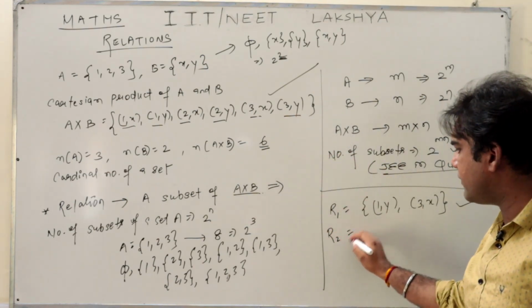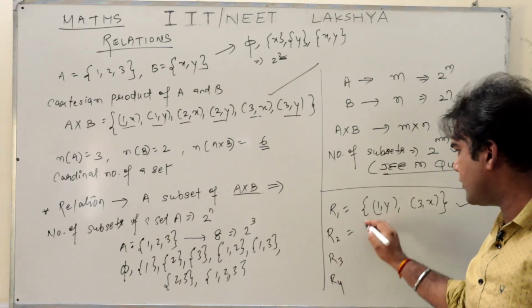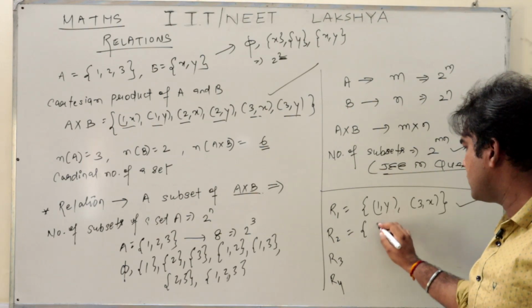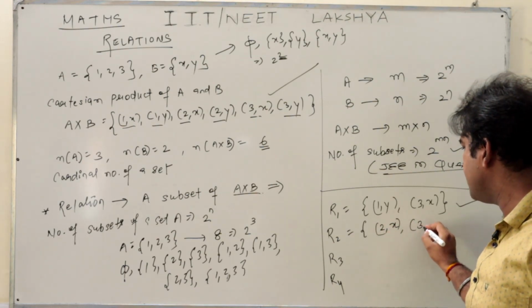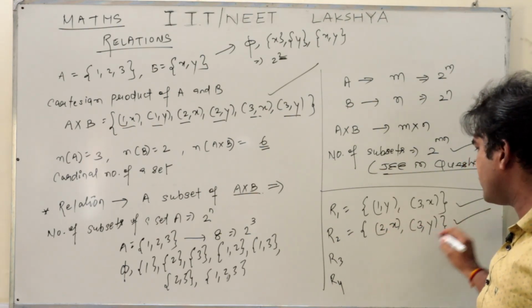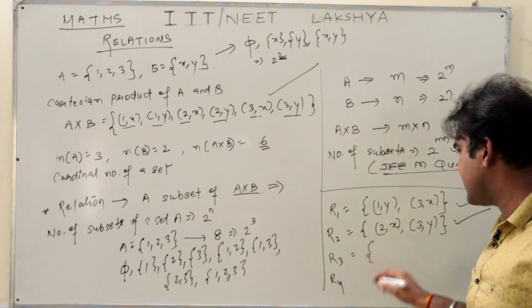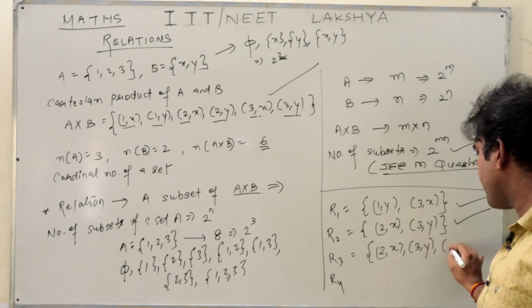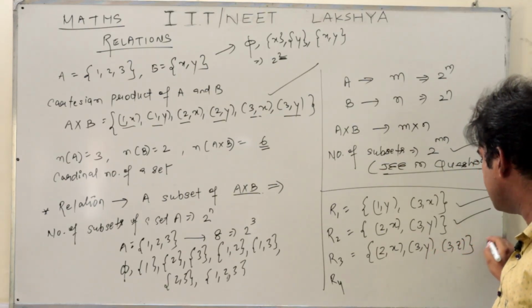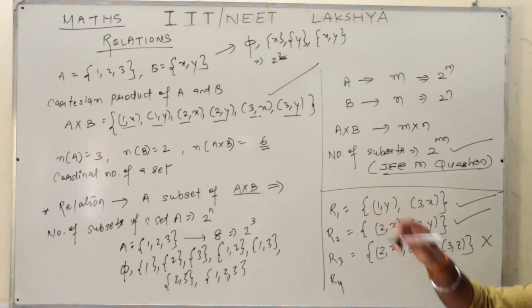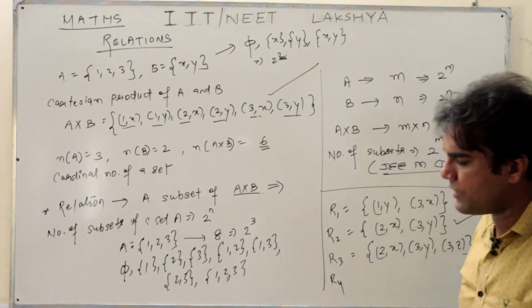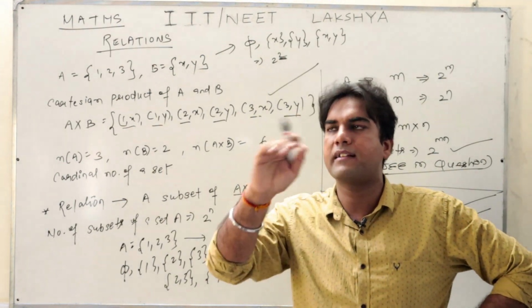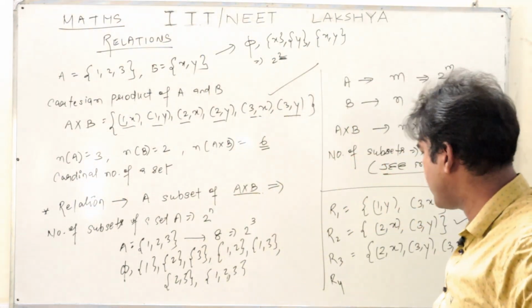Suppose R2, R3, R4 are given. R2 is given as 2x and 3y. This is also a relation. Suppose R3 is given as 2x, 3y, 3z. Then this will not be a relation, because z does not belong to that. A relation is a subset of your Cartesian product, so you have to check whether your ordered pairs belong to that Cartesian product or not.